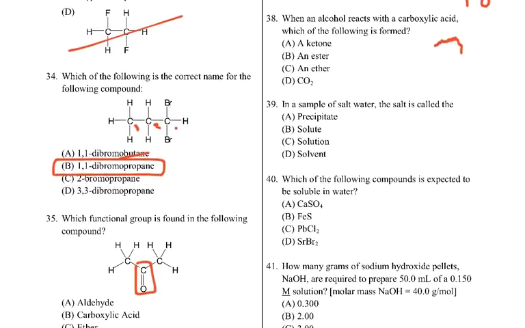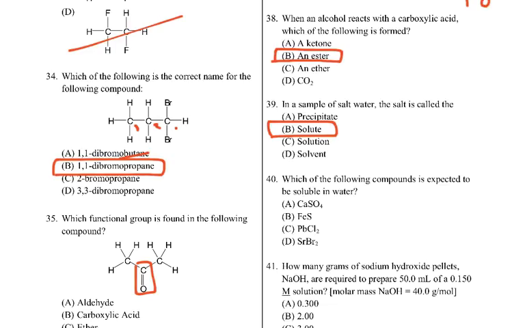Okay, an alcohol reacts with a carboxylic acid. Then we are talking about an ester. Ester. In water, in a sample of salt water, the salt is the solute. The salt water would be the solution, the water would be the solvent, and precipitate would just be another answer.